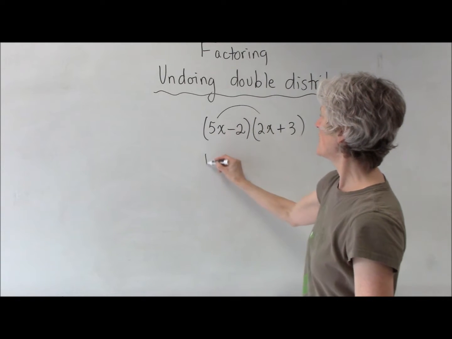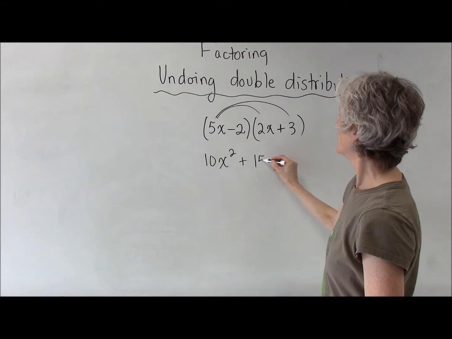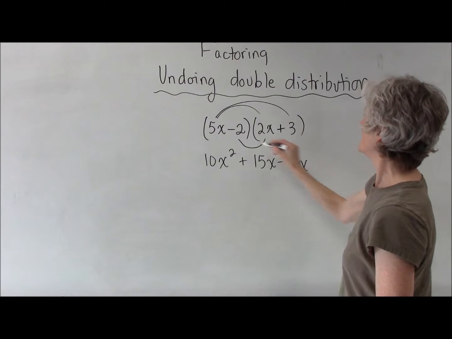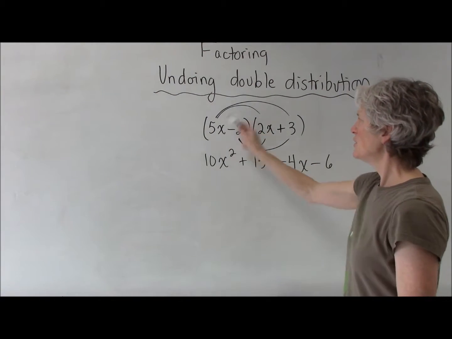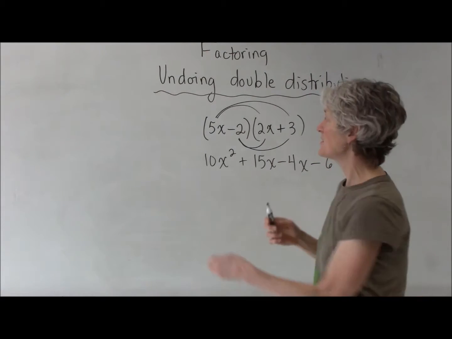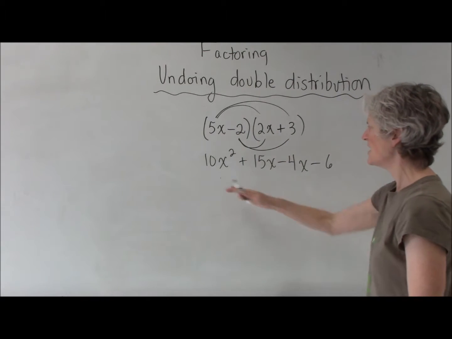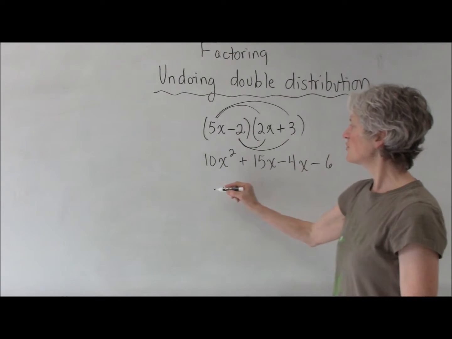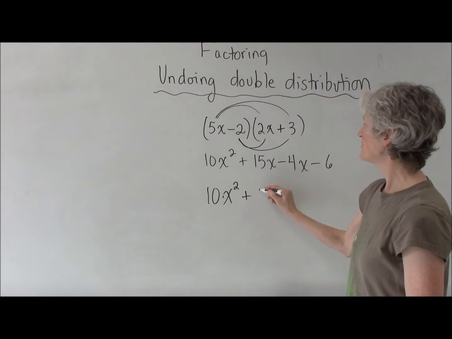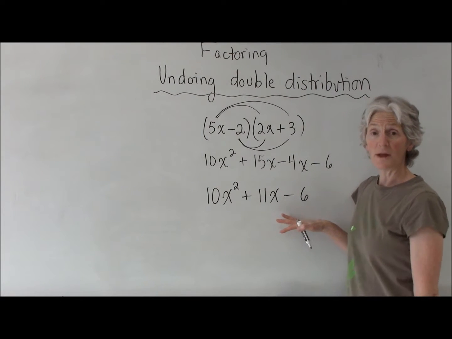I would say the first times the first, 5x times 3, negative 2 times 2x, negative 2 times 3. Basically, you're just doing double distribution. You just want to multiply everything times everything. 5x is times both of those terms, negative 2 times both of those terms. We often have a like term that ends up being able to be combined, and there would be my trinomial. Okay?